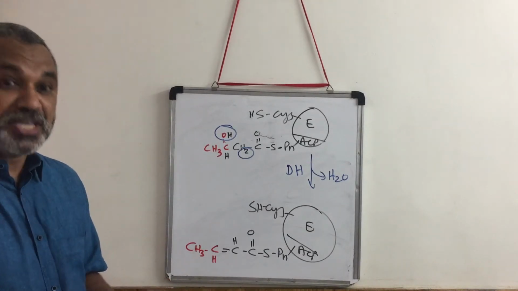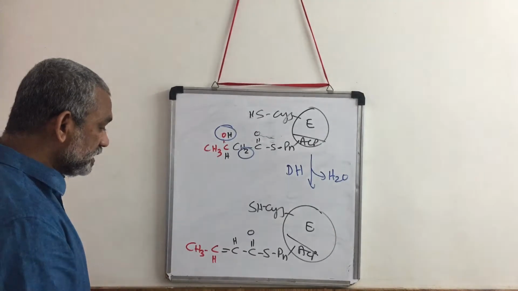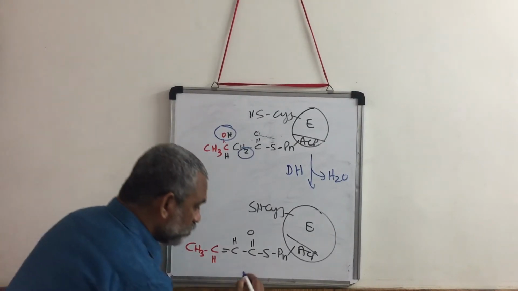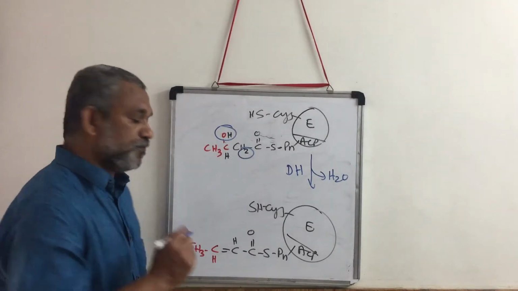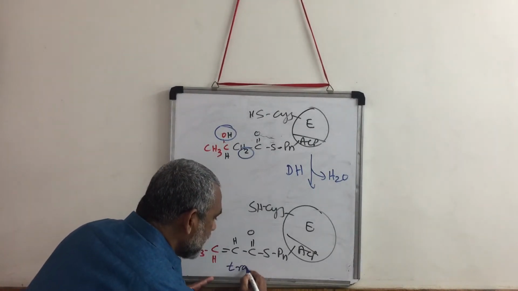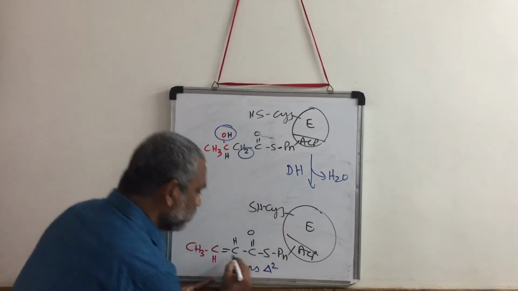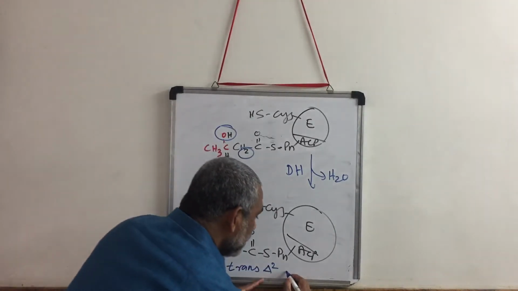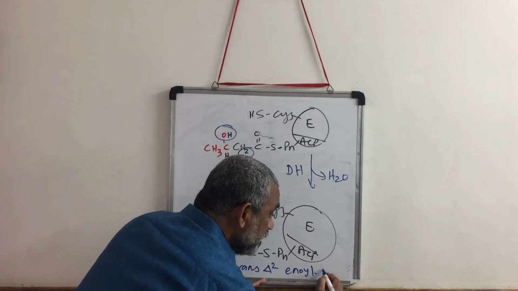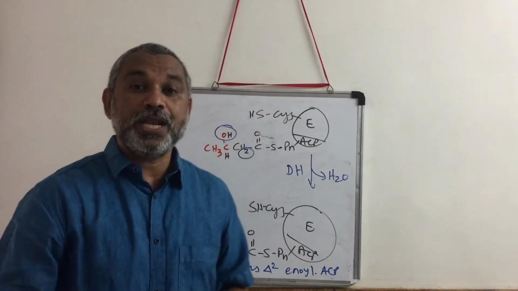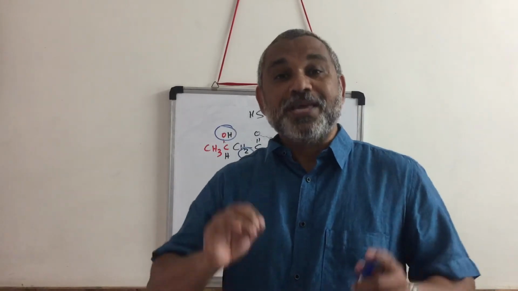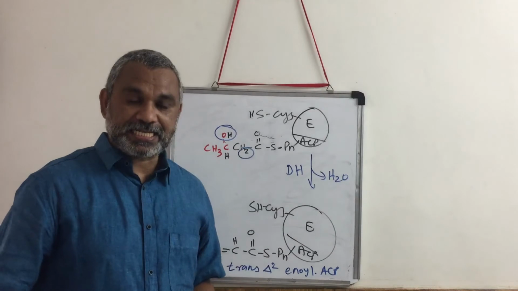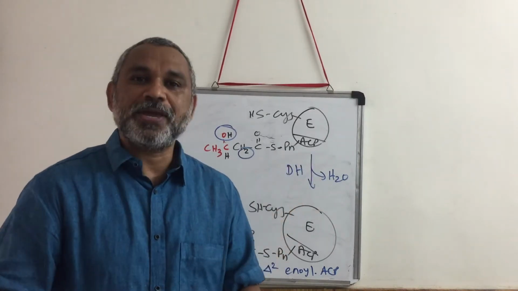So let us name this product. What is the name of this? There is a double bond between carbon number 2 and 3, and that is in trans conformation. This becomes trans delta 2. Between 2 and 3 there is a double bond. Trans delta 2 enoyl ACP is the product which is formed by the dehydratase enzyme. We are still in domain number 2.